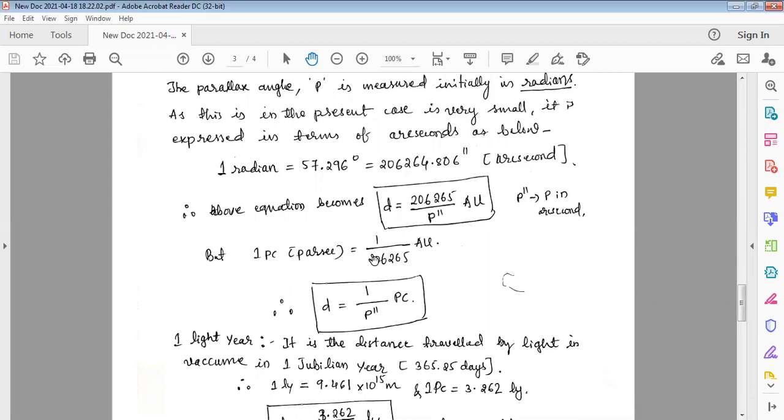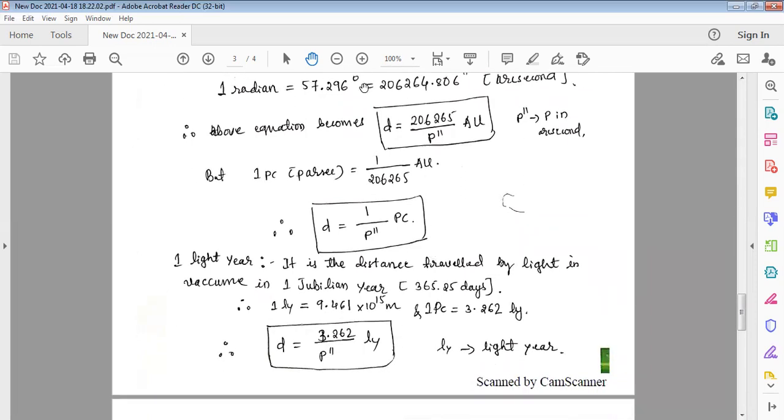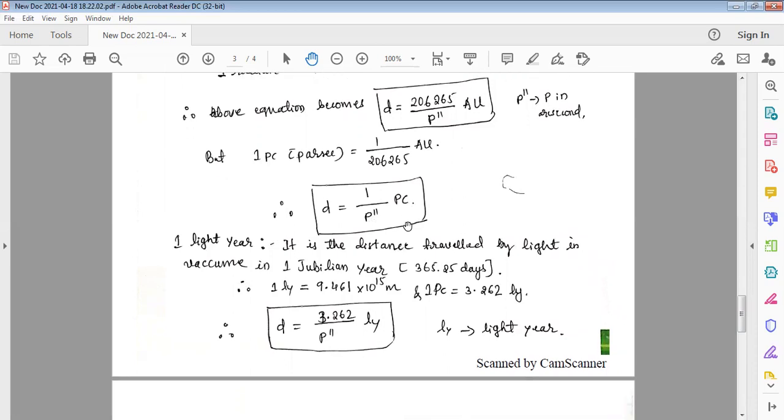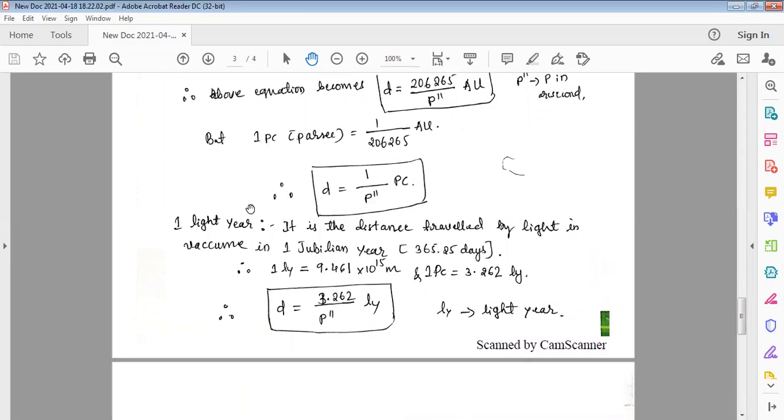But one parsec is equal to 206,265 astronomical units. Therefore, this equation can be written as d is equal to 1 divided by p double dash, in terms of parsec. PC means parsec.